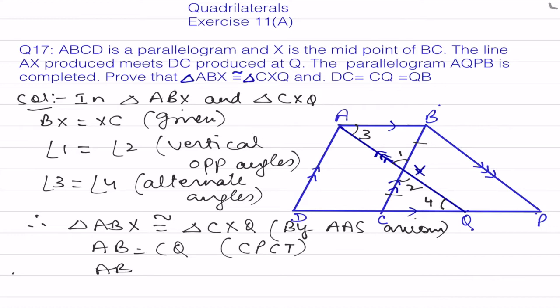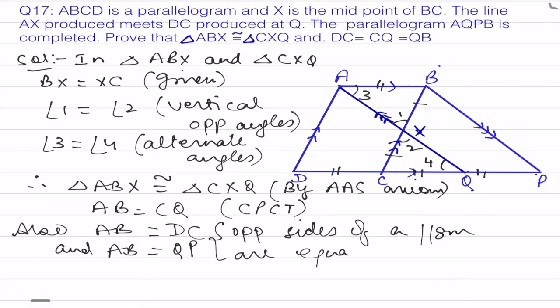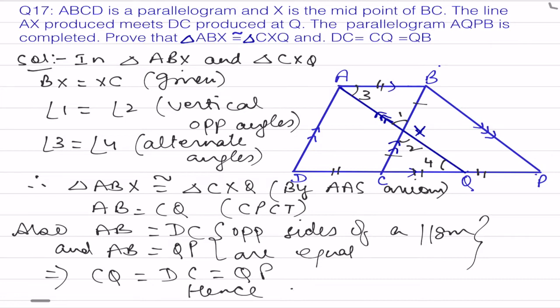Also, AB is equal to DC and AB is equal to QP, because these are the opposite sides of the parallelogram. Opposite sides of a parallelogram are equal. So we can say that CQ is equal to DC is equal to QP, and hence proved.